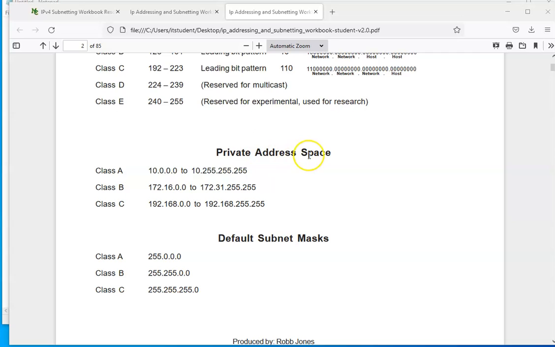Now there is private address space. It's different, internal. It's never routed. If you have to route something from your private address space internal organization, you need a router that has NAT programmed so that it can translate your private address space to a public IP.